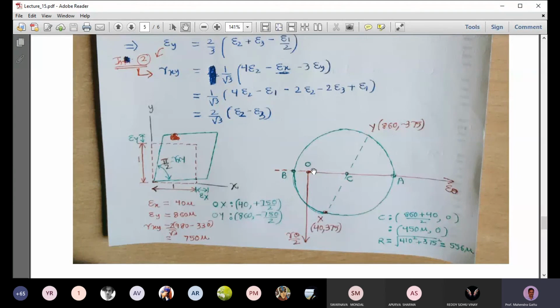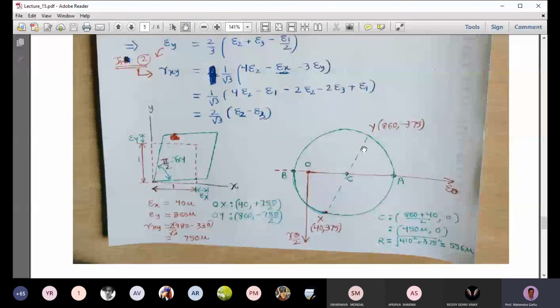So we'll draw the Mohr circle. First we'll draw the epsilon theta axis and the gamma theta by 2 axis in the downward direction. And we identify the coordinates of x and y, of OX and OY. So OX is 40 and plus 375. So we'll move 40 units to the right and 375 units in the downward direction. And OY is 860 minus 375. So we move 860 units to the right and 375 units in the upward direction. So we get the points x and y.